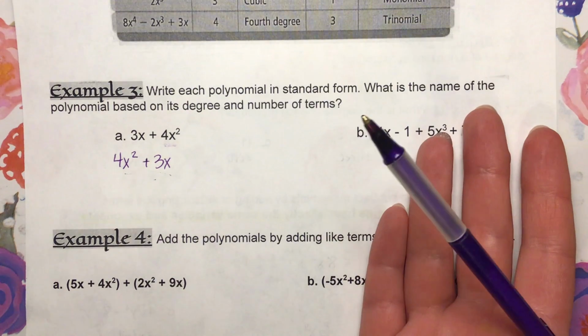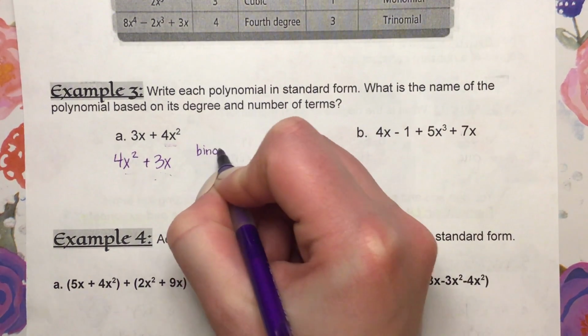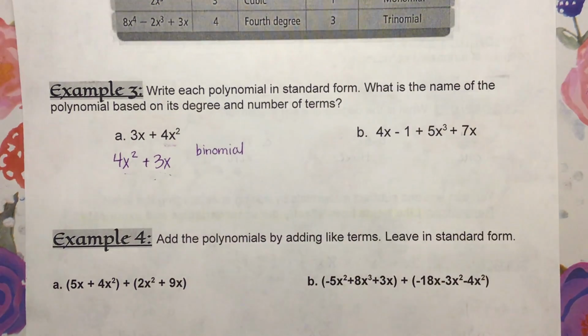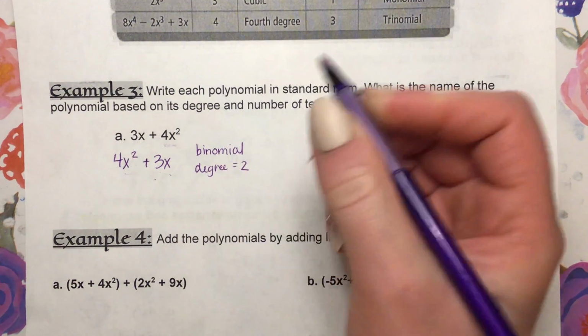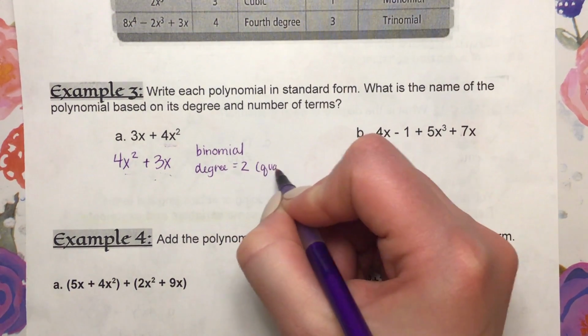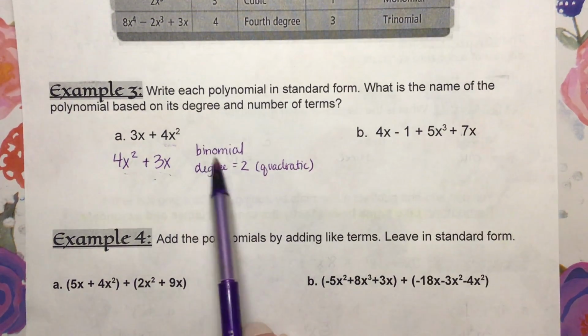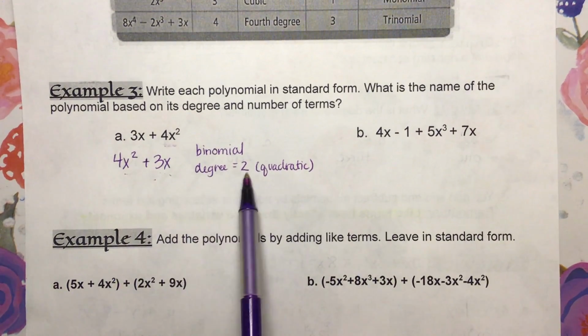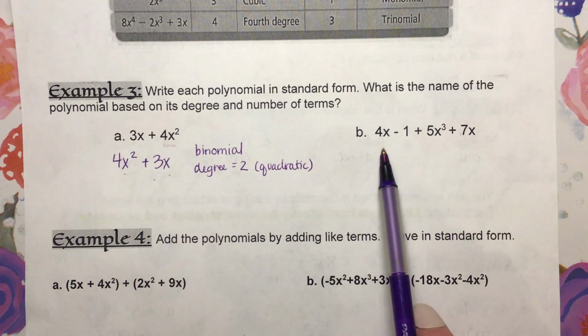But if I were to name this based off of its properties, I would say that it's a binomial. And I would also say that it has a degree of 2. In other words, the fancy word for that is quadratic. Binomial because there's 2 terms, degree of 2 because the biggest exponent is a 2. Let's look at example B now.